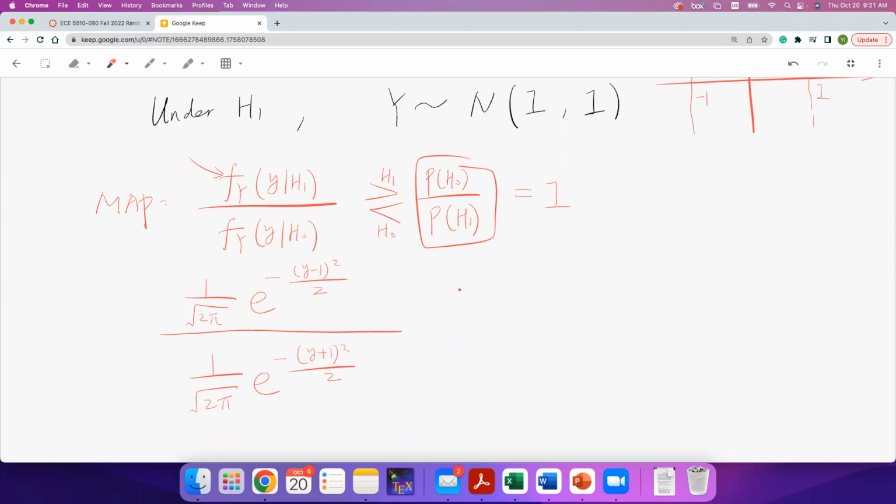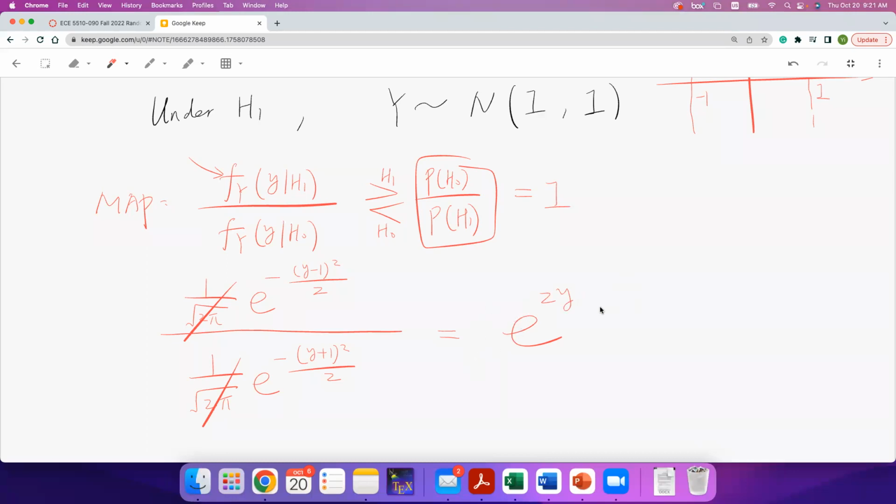Okay, so it's the ratio between these two Gaussian PDFs. One is centered at 1, another one is centered at negative 1. Then you simplify this term, right? Exponential divided by exponential, there are a lot of terms that can be canceled. Simplify it, and you actually get e to the power of 2y. That's the ratio between these two.